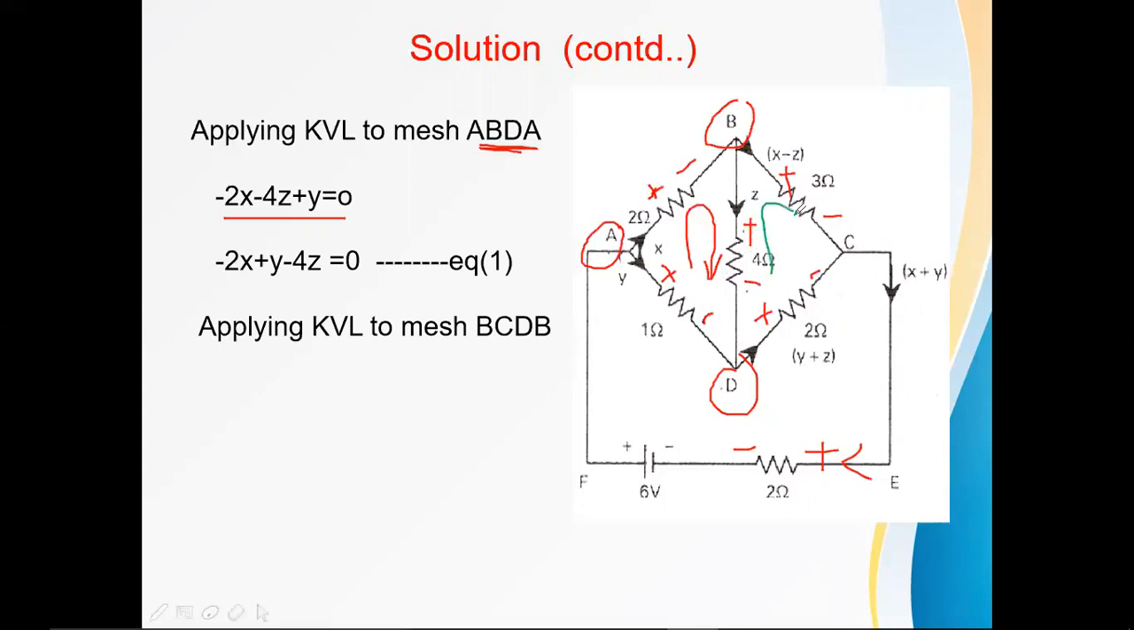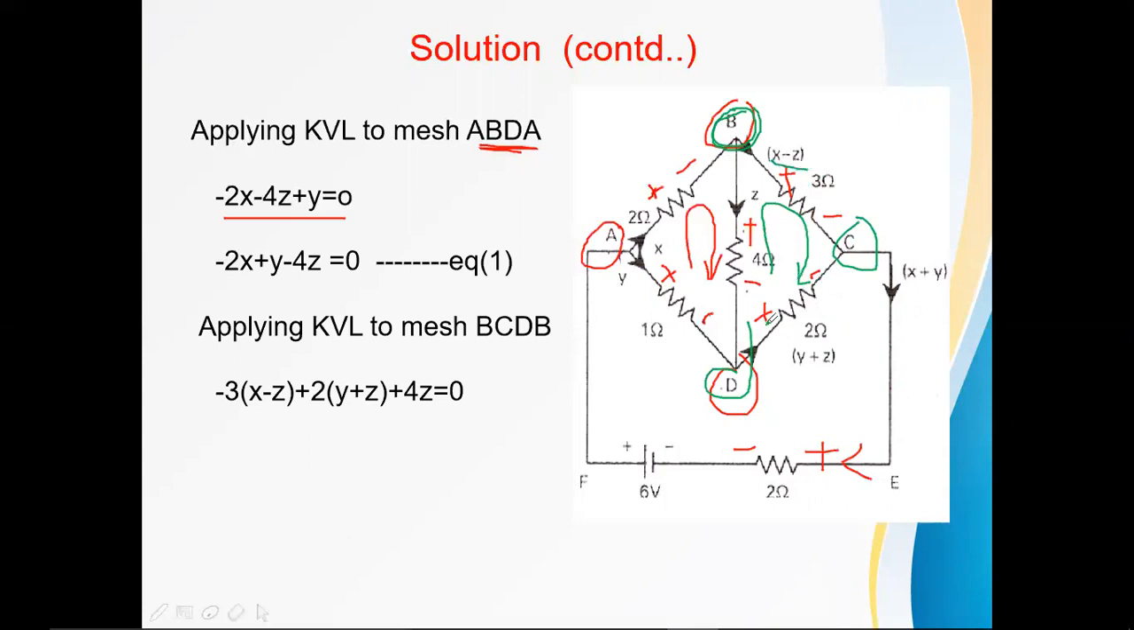So now I'm writing this loop equation for this loop, B, C, D, B. I'm going to write this loop equation starting from this independent branch 3. The leaving sign is minus 3, and my current is x minus z.